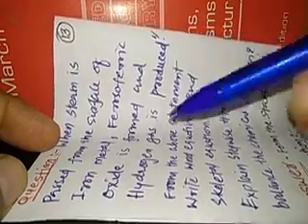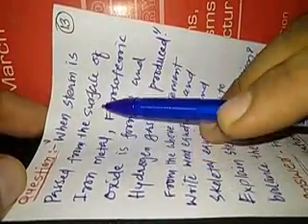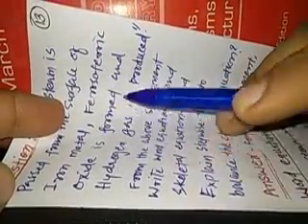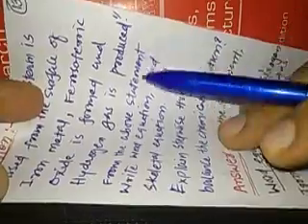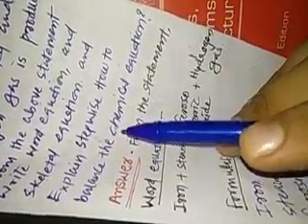Let us read the question. When steam is passed over the surface of iron metal, ferrous oxide is formed and hydrogen gas is produced. From the above statement, write the word equation and then the skeletal equation, and then explain stepwise how to balance the chemical equation. So we will start the answer here.